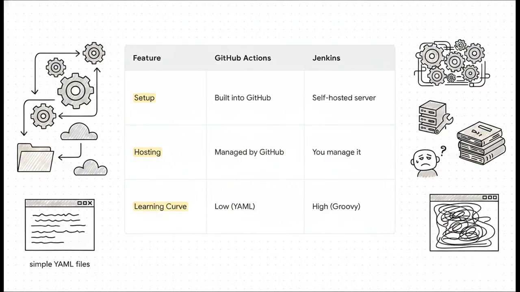It's already built right into your repository. GitHub manages all the servers, and you define everything in these really simple YAML files. Jenkins, on the other hand, well, you have to set up your own server, you have to maintain it, you have to wrestle with a complex ecosystem of plugins, and you have to write your pipelines in a language called Groovy. For most teams starting out today, the choice is pretty obvious.